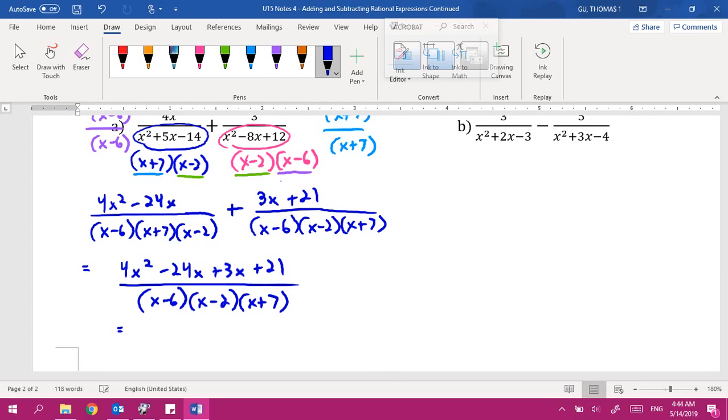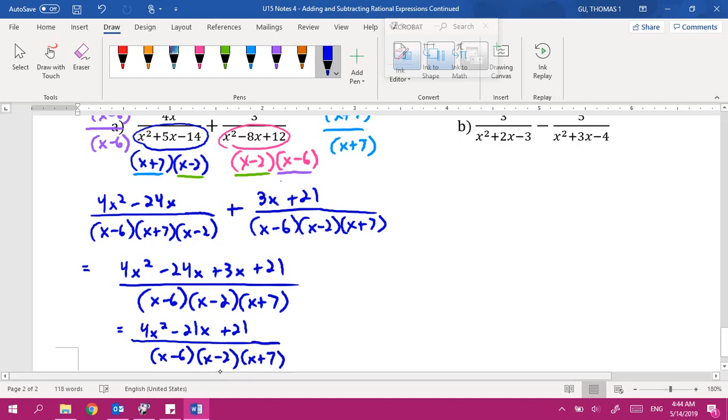So when I combine like terms, 4x squared is the only x squared term I have, but negative 24x plus 3x is going to be negative 21x, and plus 21 over the denominator x minus 6 times x minus 2 times x plus 7. It really doesn't matter what order you put these parentheses factors into, as long as they're all there. That's going to be your answer.